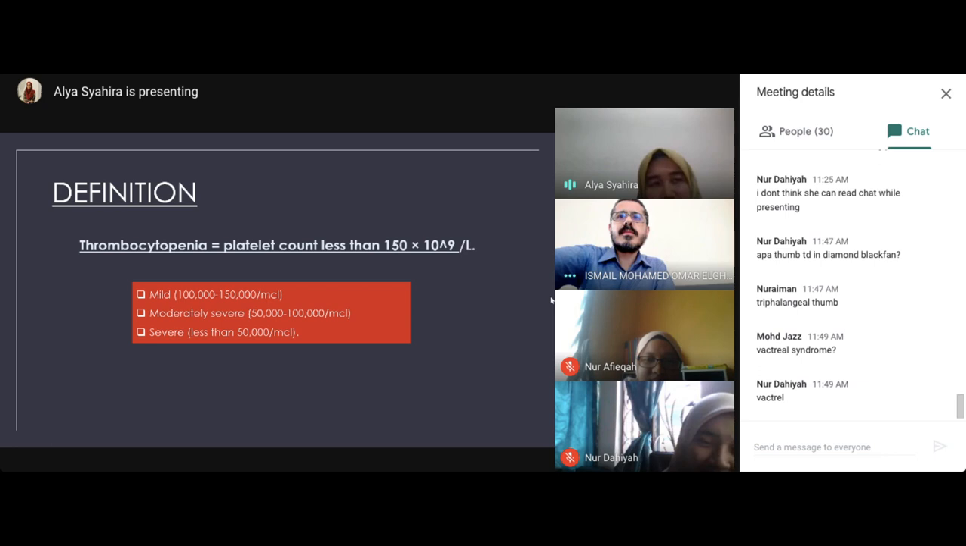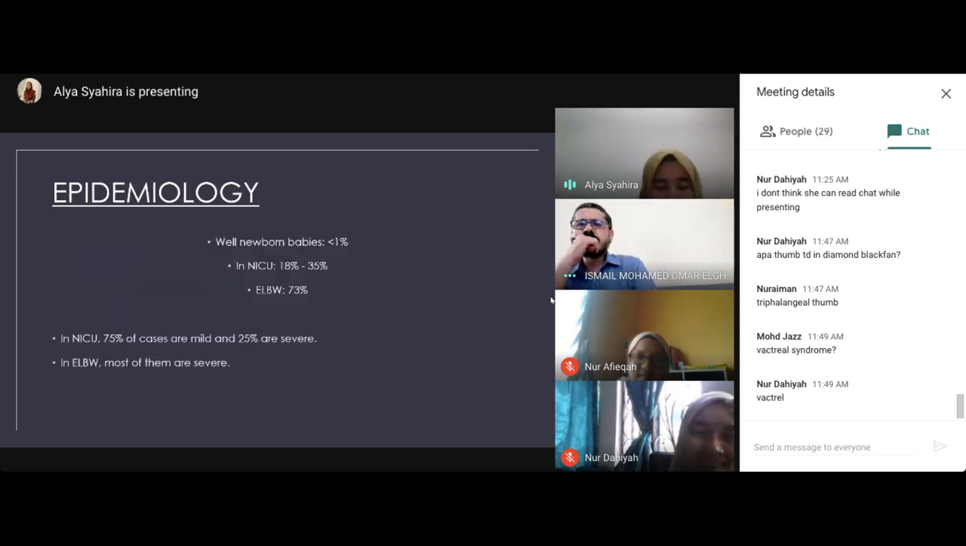A bit of epidemiology about neonatal thrombocytopenia. It is not really common in well newborn babies, with a percentage of less than 1%. However, for NICU patients it is quite high, around 18 to 35%, and also very high in infants with extremely low birth weight, around 73%. Among NICU patients, 75% have mild thrombocytopenia and only 25% have severe thrombocytopenia. Meanwhile, in extremely low birth weight infants, most have severe thrombocytopenia.